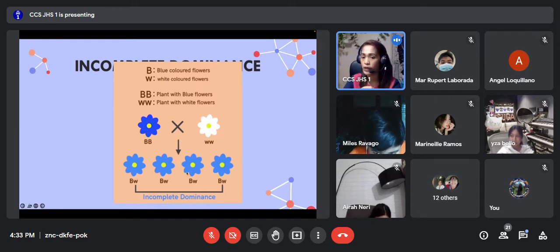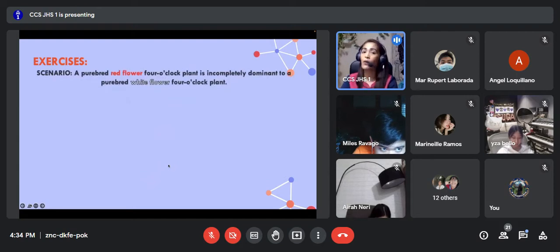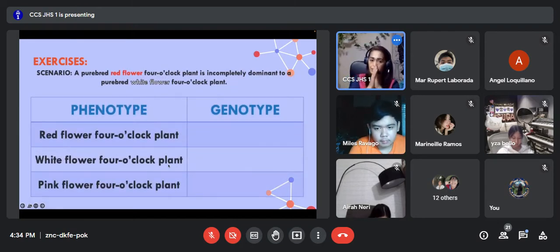This is a bright blue and this one is a faded blue. Is it clear? Can I have a thumbs up if you can distinguish the color? Okay. So this is darker compared to this one because of course this is now with white.